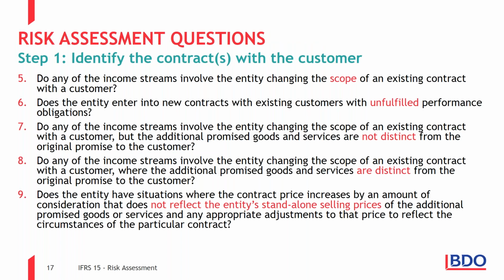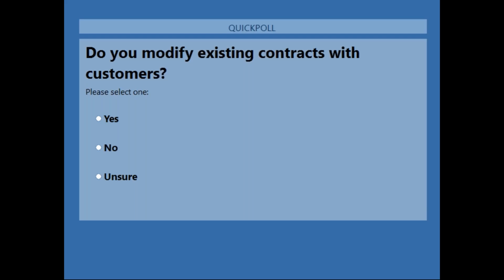So again, I thought, let's get an idea on, to what extent this would be a potential problem. So I thought, let's ask a simple question. Do you modify existing contracts with customers? Is that something that happens in your business? Or is it, I've got a contract, off I go, execute and move on? So to what extent do you actually modify existing contracts with customers? I think it's prevalent in construction.